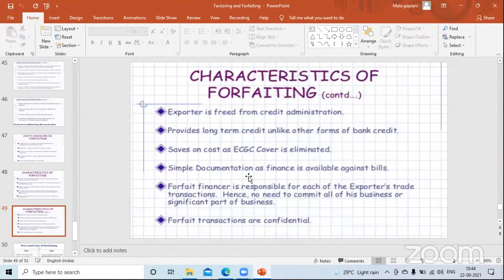Therefore, the documentation procedure is very, very simple. The forfeit financer is responsible for each of the exporter's trade transactions. He is responsible to see how much export transaction is to be dealt, how much should be the amount, how much should be the credit period, etc. He is responsible for deciding these terms and conditions. Forfeit transactions are confidential. That means the information is not leaked out in the market.